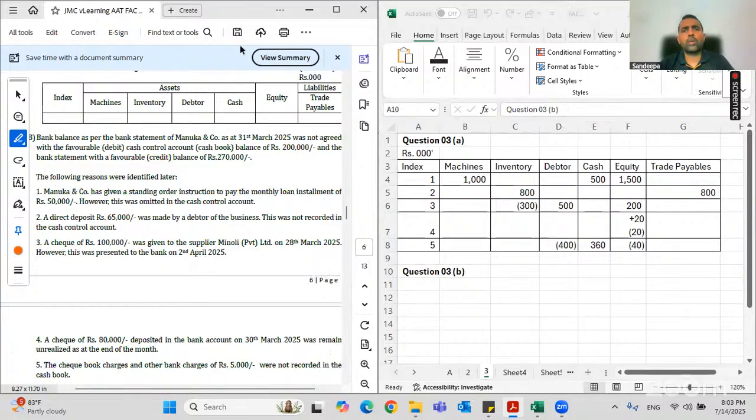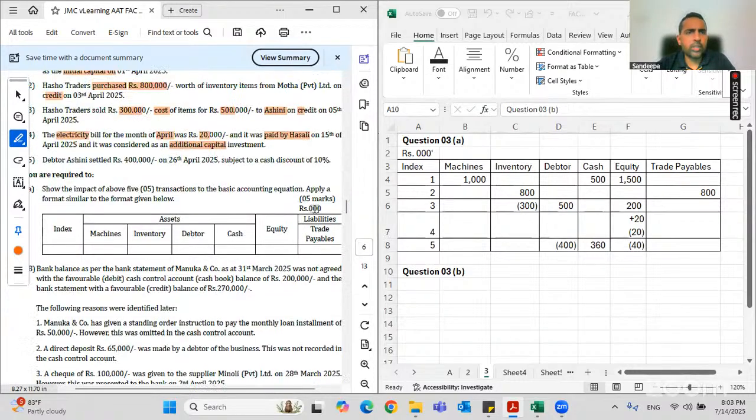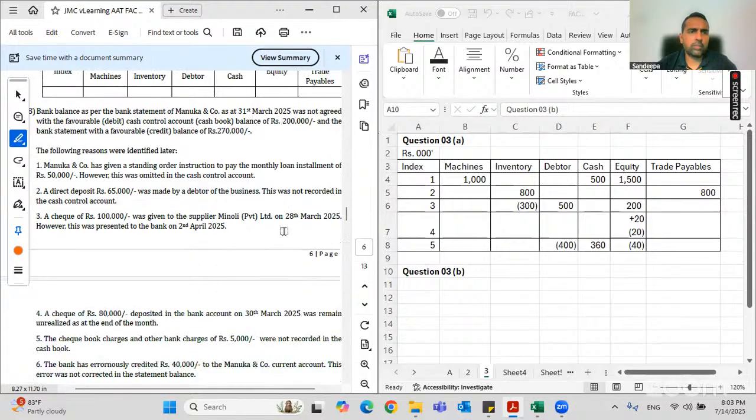So don't we include the expenses in cash? No. In the earlier question, Lamai, this amount 20 was not paid by the business, nor paid by Hasali, the owner, not by the business. So business cash won't change. I hope you got the point.